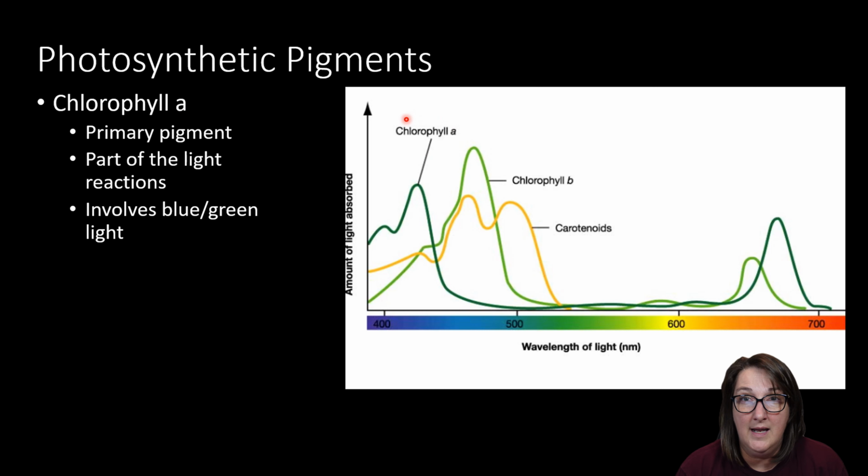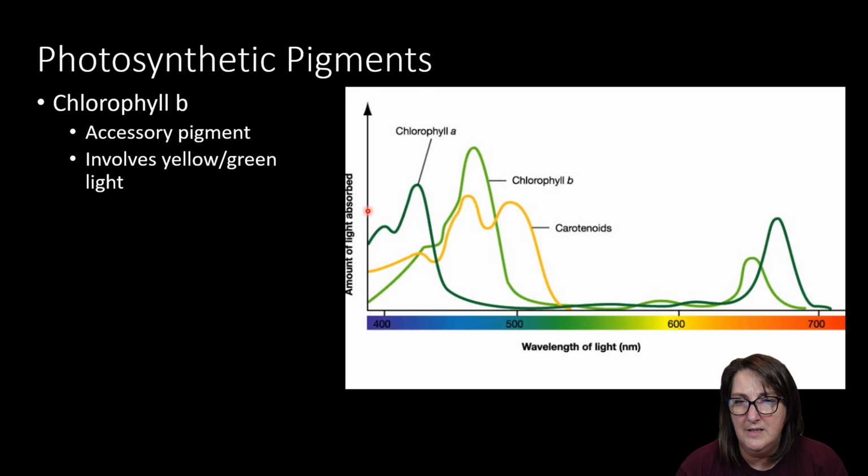This is going to be part of that light reaction, and it's going to involve blue-green light. Okay, I'm going to have some blue-green light here. But you can see, I can also absorb some of these oranges and some of this red with chlorophyll A, but I'm going to absorb a lot more with this color. Chlorophyll B is an accessory, which means it's going to be a helper, and it's going to involve some yellow and green light. I can come in here and get some yellow and green and some over here also.